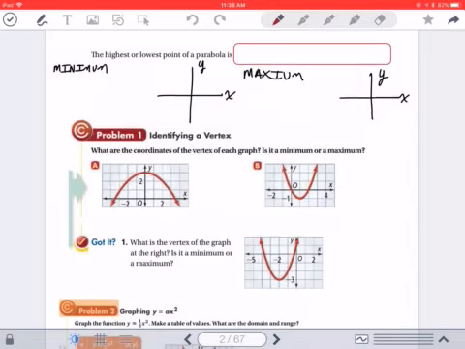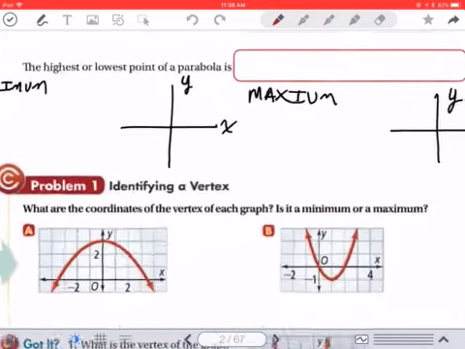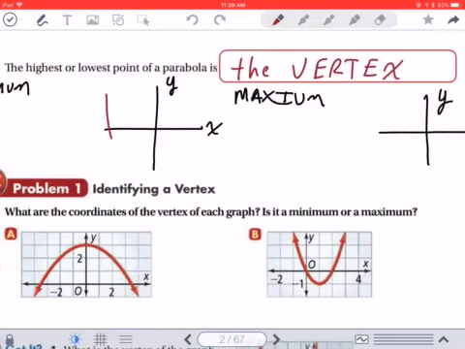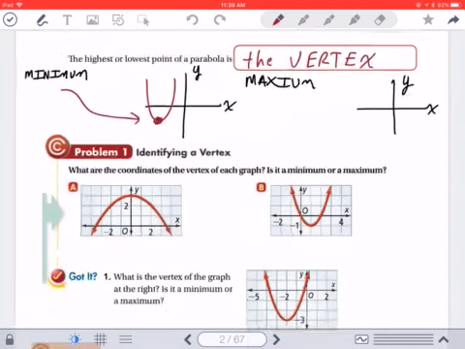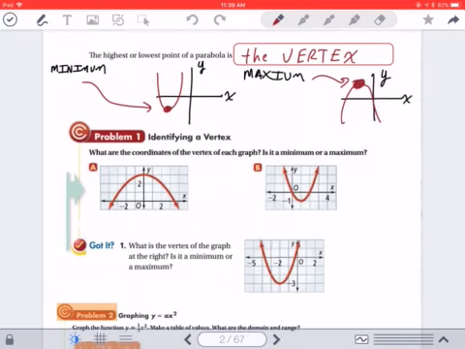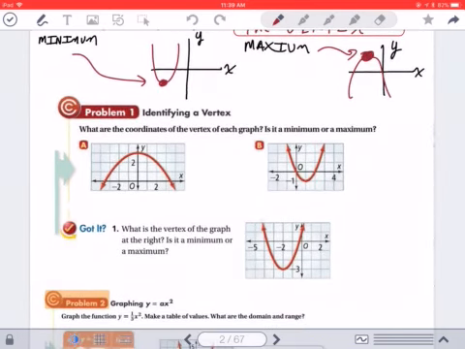Okay, the highest or lowest point of the parabola is the vertex. Right, so if I just drew a parabola over here, this would be a minimum because that's the lowest point. If I drew one that looked like this, that would be the maximum right there. The vertex is the highest value there, so that'd be the maximum. Okay, what are the coordinates of the vertex? Moving on to problem 1.